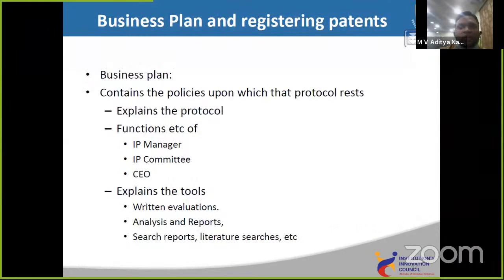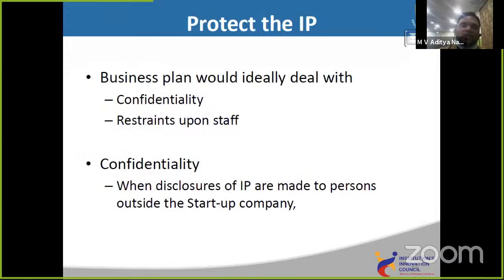Okay, this is how the streamlining happens in each and every IP firm or institution, and then they will go ahead as per the decisions of the company. So whenever you're talking about a detailed specification business plan, it will consist of all the policies upon which the protocol lies. It clearly explains the function of each committee, the tools you're going to use for written evaluations and analysis, what different types of reports you're going to take into consideration, the search for the reports, and the different types of literature surveys available, and only then will you go for business plan formation.